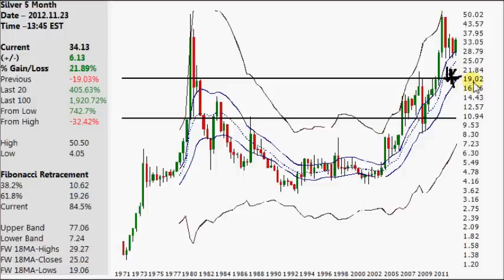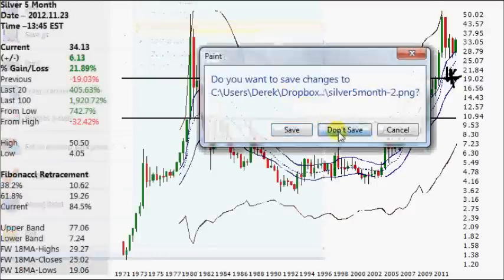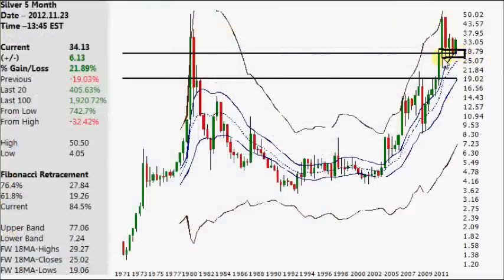And it doesn't have to. Sometimes it needs to do that much, or sometimes it does the 23.6%, which we'll look at now. And there we see how it's been finding great support at that level. Let's now expand the Fibonacci levels.